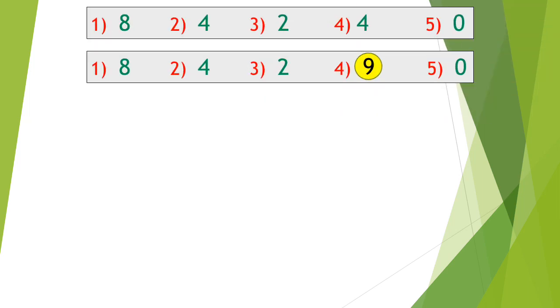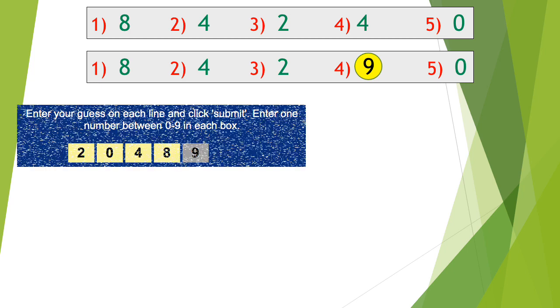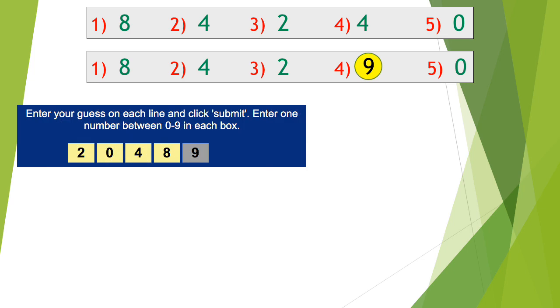Using our first 5 mathematical answers, we know that our puzzle answer is a permutation of the digits 84240. Let's say, though, for the sake of argument, that for problem 4 we thought the answer was 9 instead of 4. So suppose our first puzzle guess, therefore, was 20489. We see by our feedback that we have 4 of the correct numbers, but none of them are in the correct position, and the 9 is incorrect.